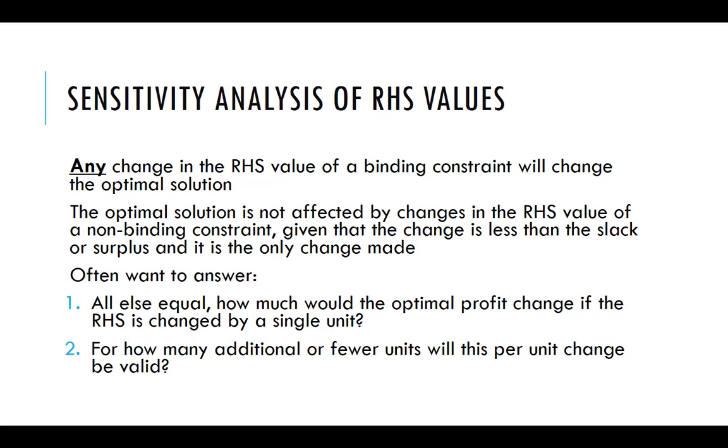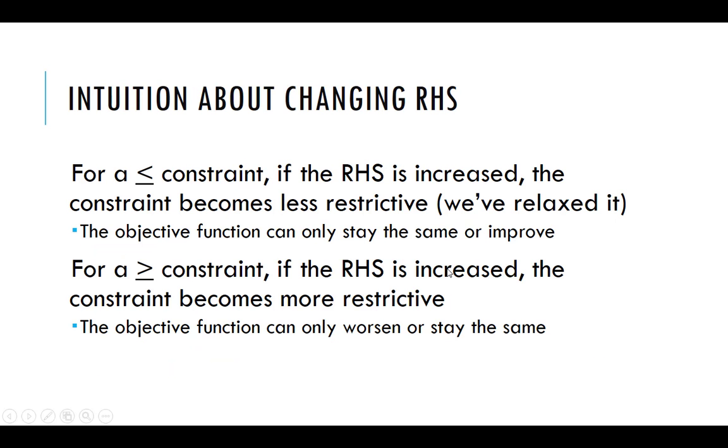So in our example, if we had 1 more pound of plastic, how much more money could I make? Or vice versa, if I had 1 less pound of plastic, how much would my profit be hurt? And then we are also interested in, for that amount of money that is going to increase if I increase my right-hand side for a less than or equal to constraint, how many more pounds is that number valid for? Those are the two things we're going to be looking at.